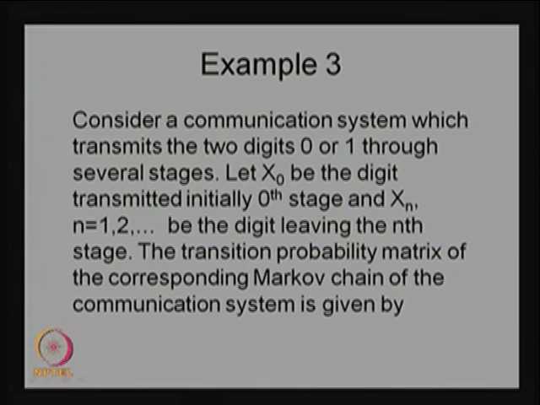Therefore, this Xn over n will form a stochastic process, because you never know which digit is transmitted in the nth stage. Each stage is one random variable, and you have a collection of random variables over the stages. Therefore, it is a sequence of random variables. This forms a stochastic process, which is a discrete time, discrete state stochastic process, because the possible values of Xn are 0 or 1. Therefore, the state space is {0, 1}.